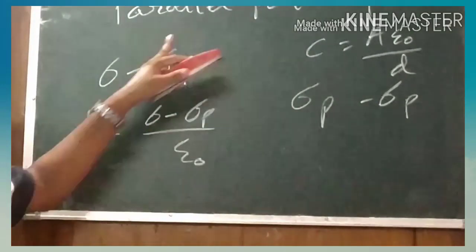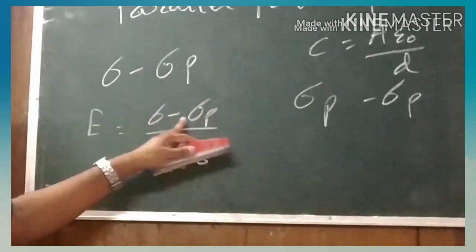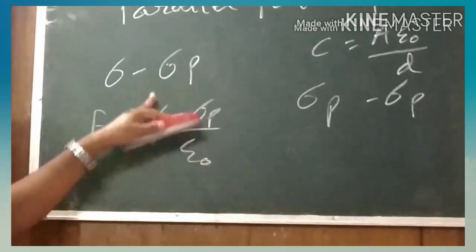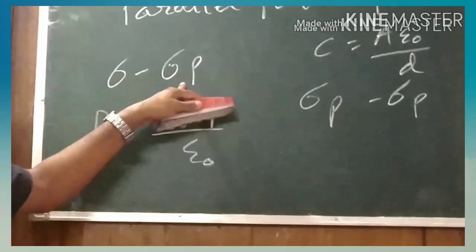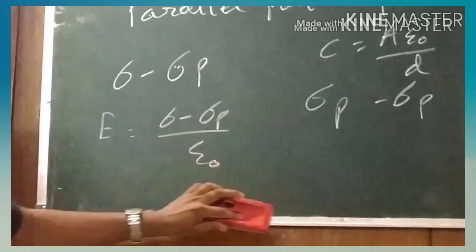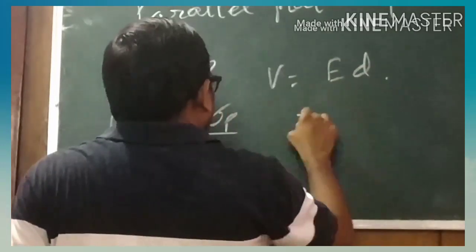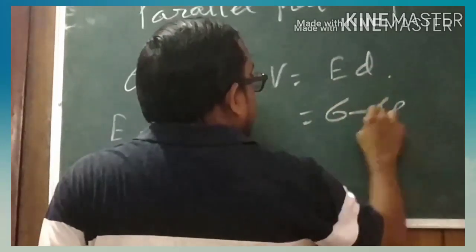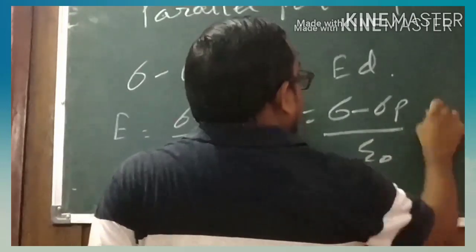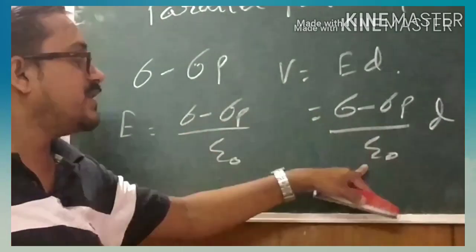As we are introducing a dielectric, it is polarized by the applied electric field, and the net charge density will be equal to sigma minus sigma p. So E will be equal to sigma minus sigma p by epsilon 0. Now we know V will be equal to E into D, so the potential is sigma minus sigma p by epsilon 0 into D.